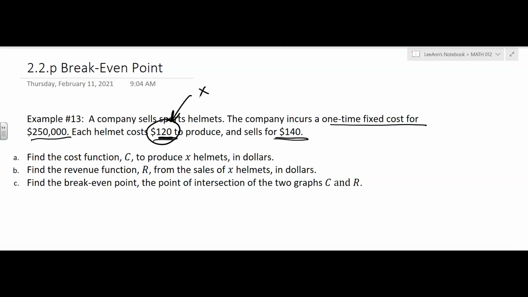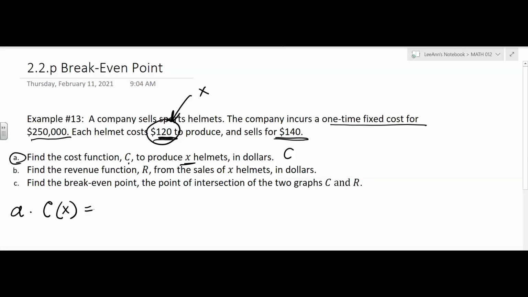It's going to depend on how many helmets we're making, how much it's going to cost us to make that many helmets. It's going to be $120 per X. We did a cost function before in another video. So the cost function is going to be based on X. It says find the cost function C to produce X helmets in dollars. So we're finding C of X. Cost is going to be based on how many helmets we're making.